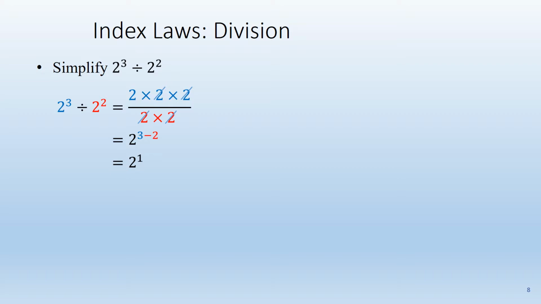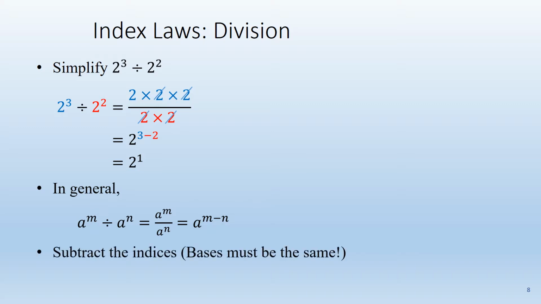Now it doesn't really matter what the base is, so we'll generalize and we'll call that a. And it doesn't really matter what the indices are either, so we'll just use m and n. So when we divide those two, then we subtract the indices. And of course the base must be the same.